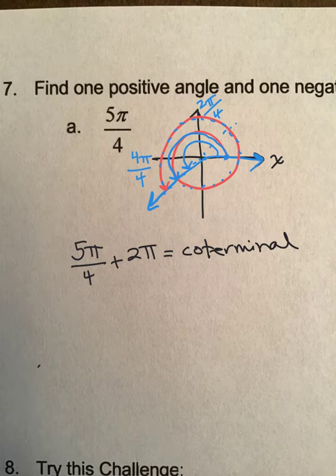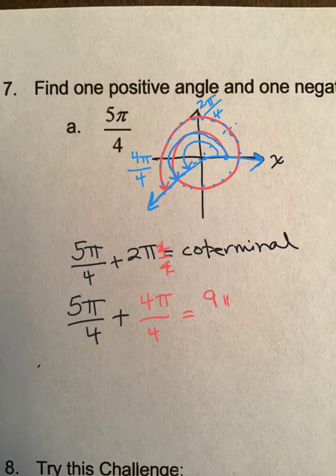So in any case, let's figure out what that is. 5 pi over 4 plus, need a common denominator, 4 pi, oops, I should have done 8 pi over 4, not 4. So 5 pi over 4 plus 8 pi over 4 equals 13 pi over 4, if we could add properly. 4 times 2 is 8. So 13 pi over 4 is coterminal with 5 pi over 4.